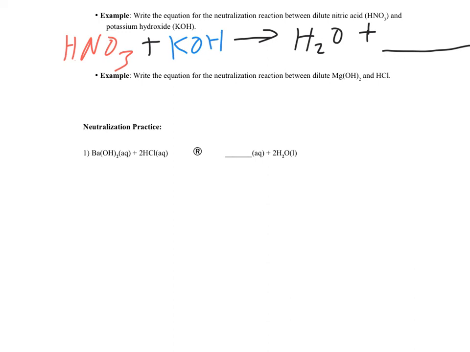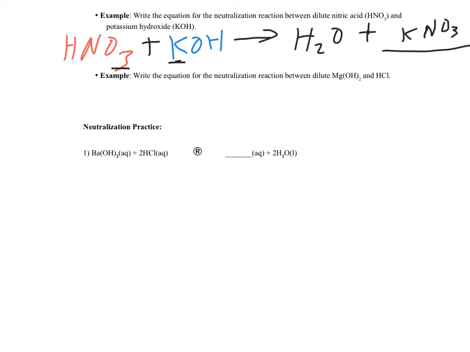So the first thing I have to do is figure out what the missing thing is. I can see that I have the OH plus the H. Those add together to give me my water. So I don't have to worry about those. But the other two things, the nitric acid part and this potassium, I didn't use. So why don't we put that right over here. KNO3.